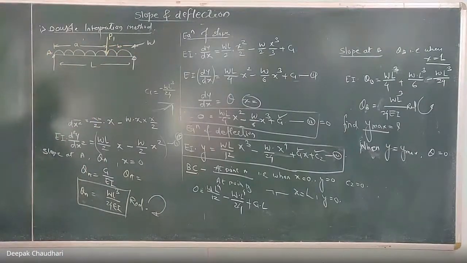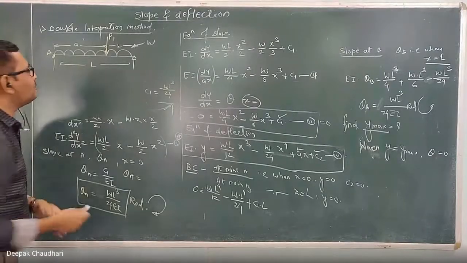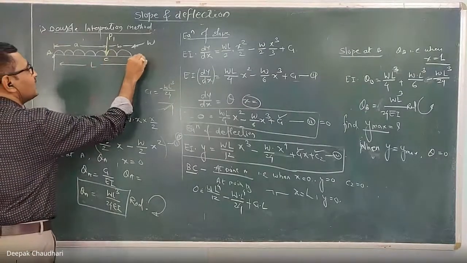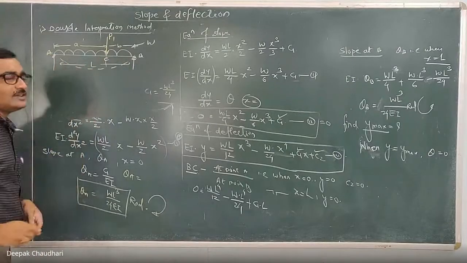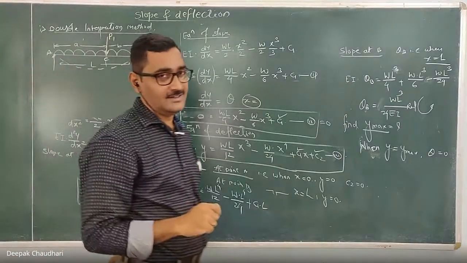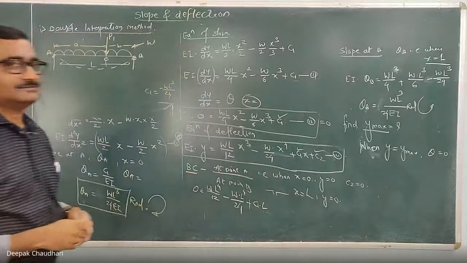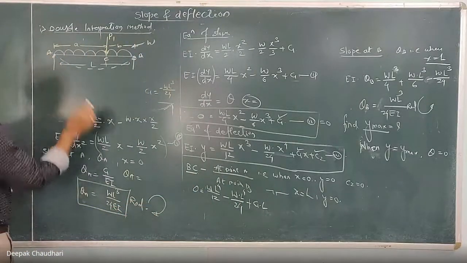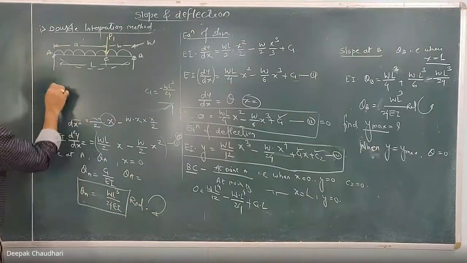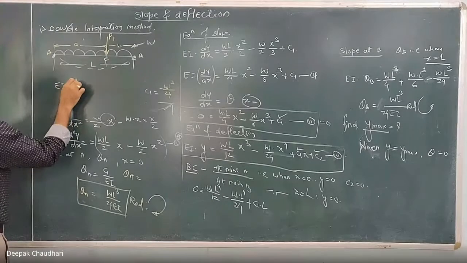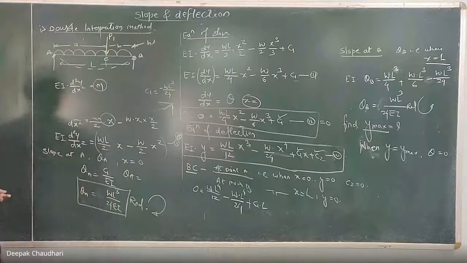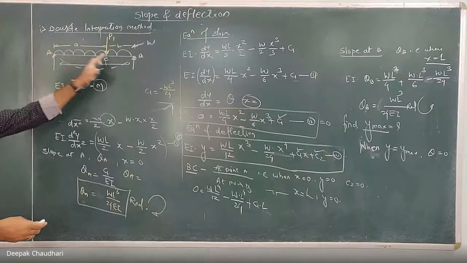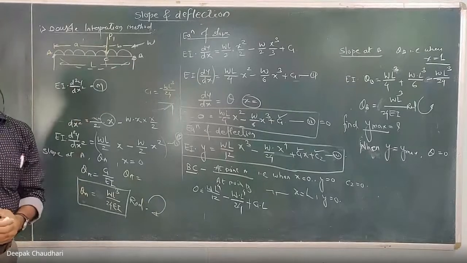Now, if such type of question is there, and you want to calculate the slope and deflection at point C, the beam will get deflected like this. If I want to calculate the slope and deflection at point C here, then how to do that? So here, think of the bending moment equation, what we are writing, EI into d2y by dx square. This is the differential equation here, and this M is the general equation of the bending moment. Now, this general equation of the bending moment is different from A to C and different from C to B. It is not continuous.